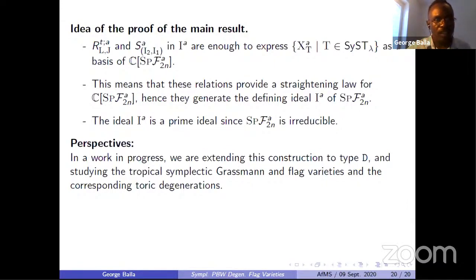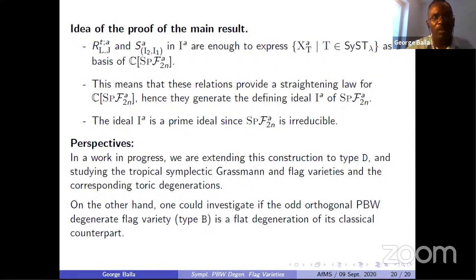On the other hand, one could investigate whether the odd orthogonal PBW degenerate flag variety, namely, if we take the Lie algebra of type B, is a flat degeneration of its classical counterpart. Up to now, it's not yet done. On the side of representation theory, something has been done, but on the side of flag varieties, nobody has done this yet. So one could look at this also. It could be interesting because, as I said, people study these varieties case by case.